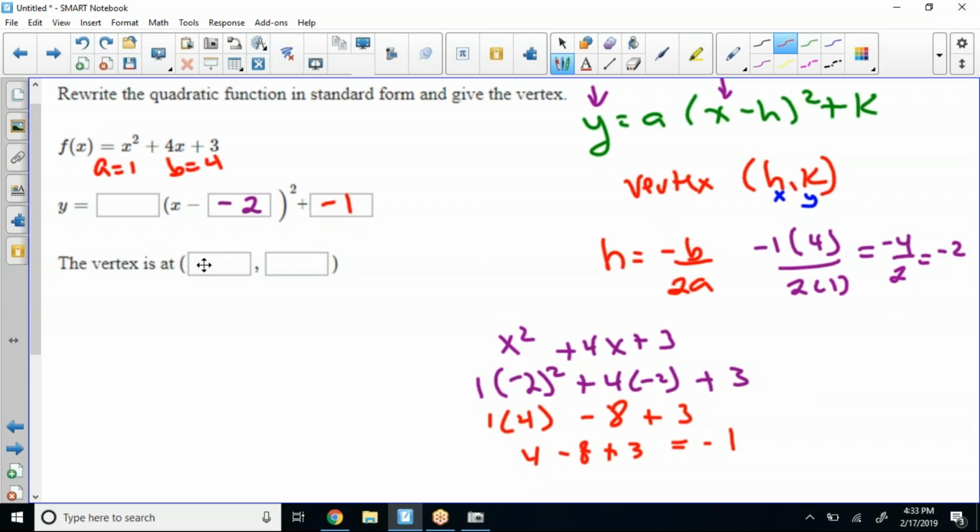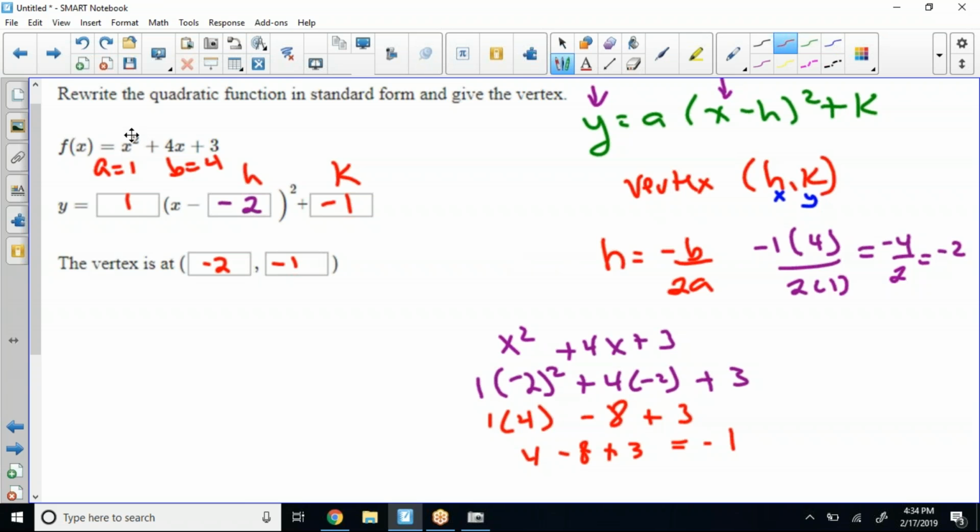So they want the vertex, which would be negative 2, negative 1, because that's really what H and K is here. Now, this little value is A, and A happens to be, guess what? 1. And that's it. That's all you've got to do.